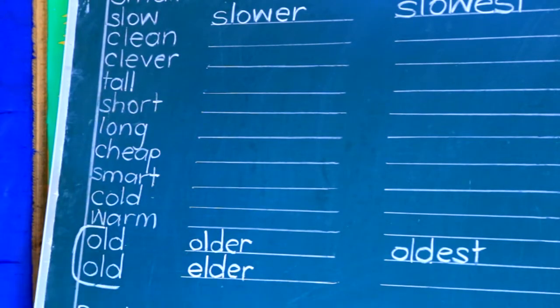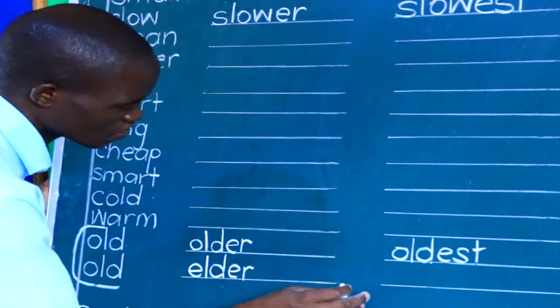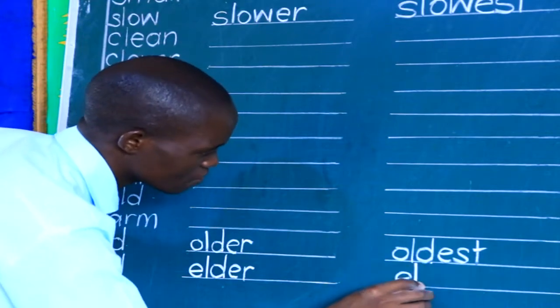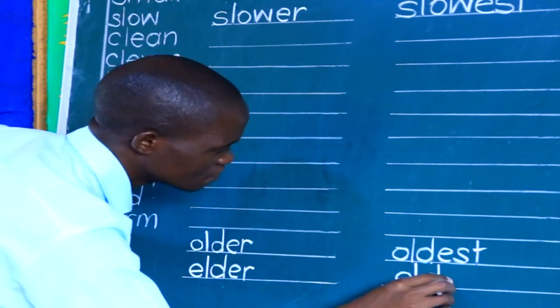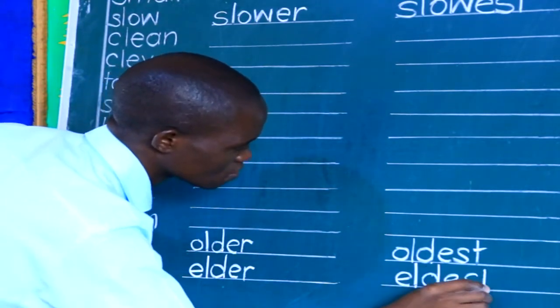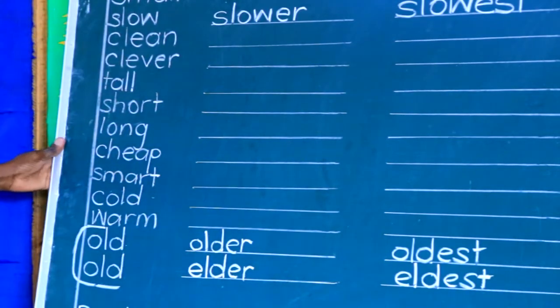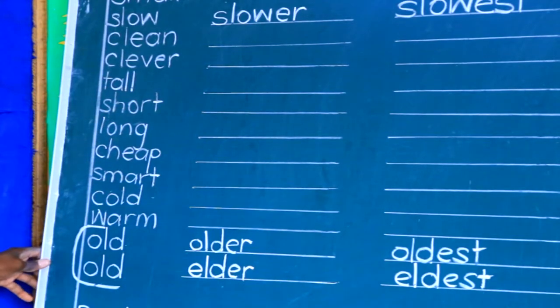Next is old again, where we have elder. Guess what the spelling for the superlative is? E, L, D, E, S, T. Hope we are moving together. I have formed the word eldest as the superlative degree of old.